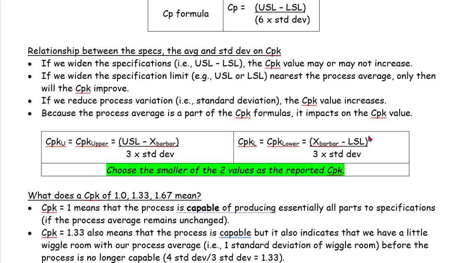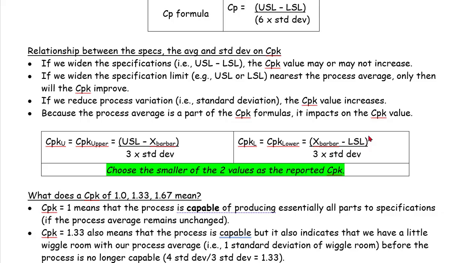Now let's talk about the relationships with regard to CPK. If we widen the specifications, the CPK value may or may not increase, depending on where it's being widened. If you have a problem on your lower specification limit and you add space to the upper specification limit, it's not going to make a difference to your CPK because the problem is still in the lower specification limit.